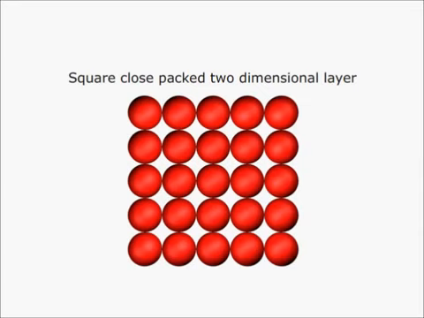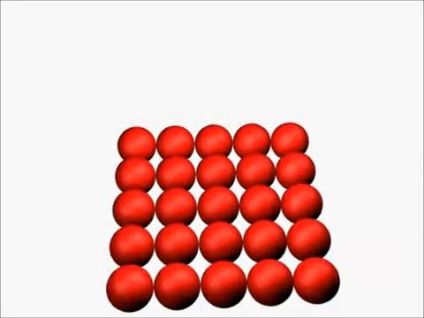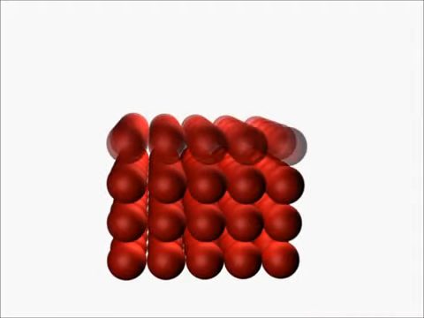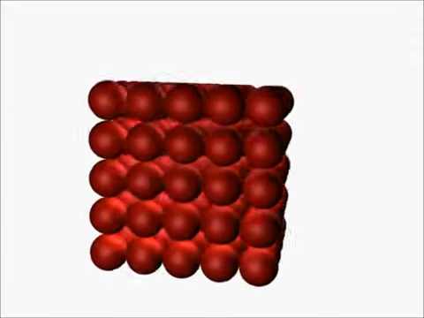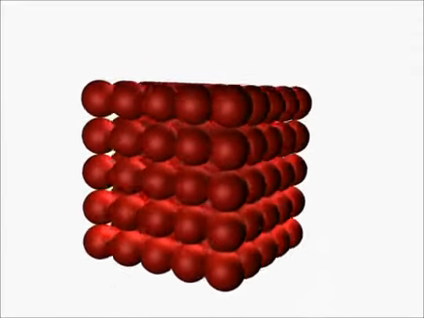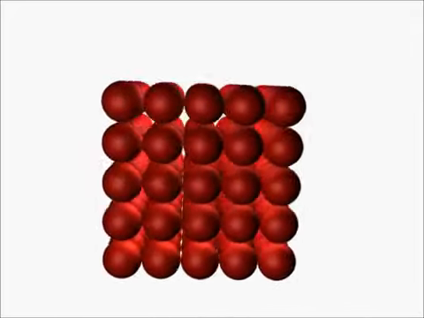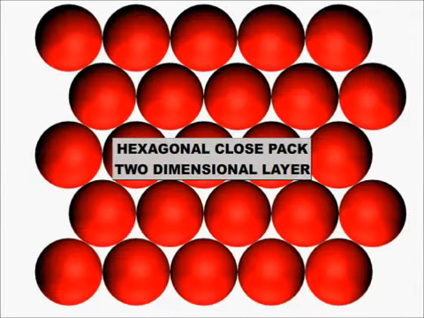Packing in three dimension. Taking square close pack two-dimensional layers. This is done by placing a two-dimensional layer just above the first layer and so on. All the layers are vertically aligned. Taking hexagonal close packing two-dimensional layer.